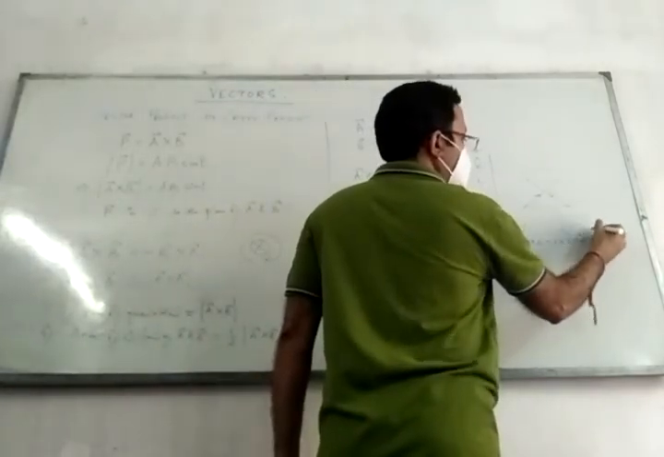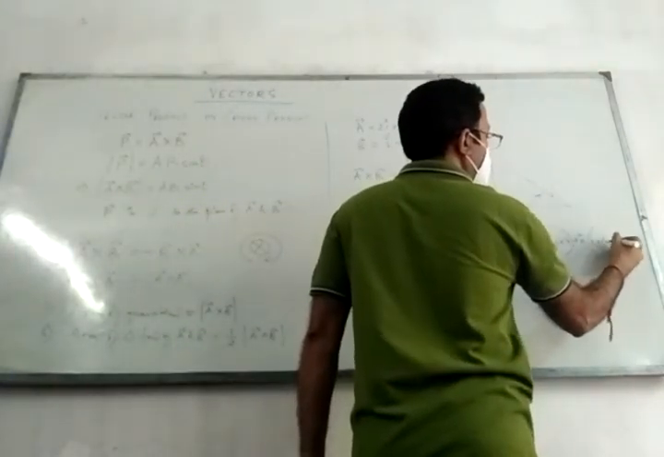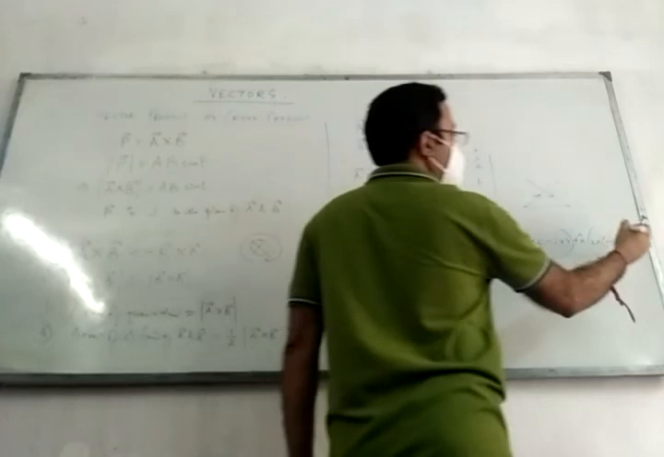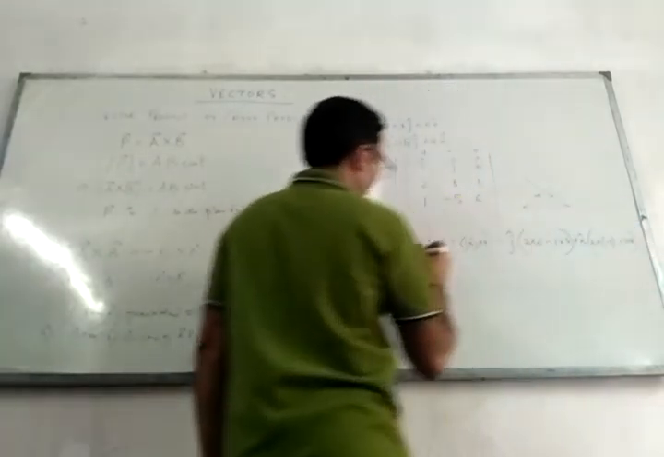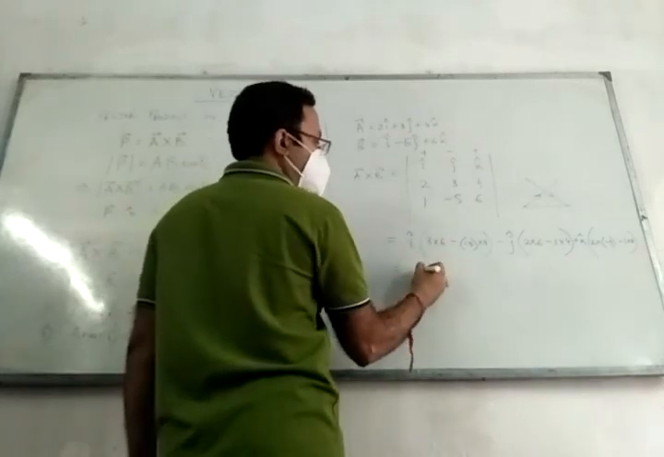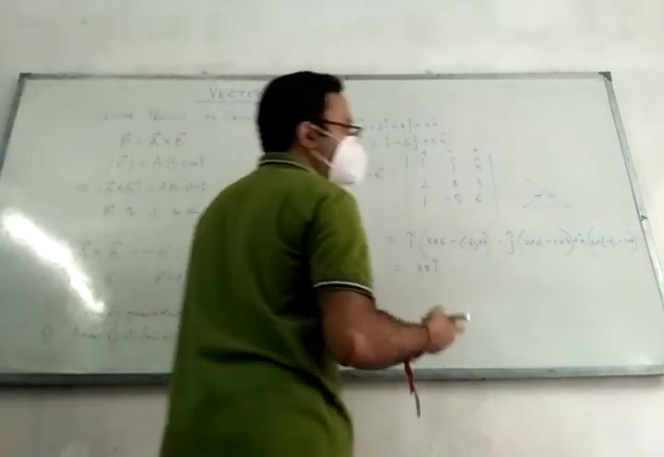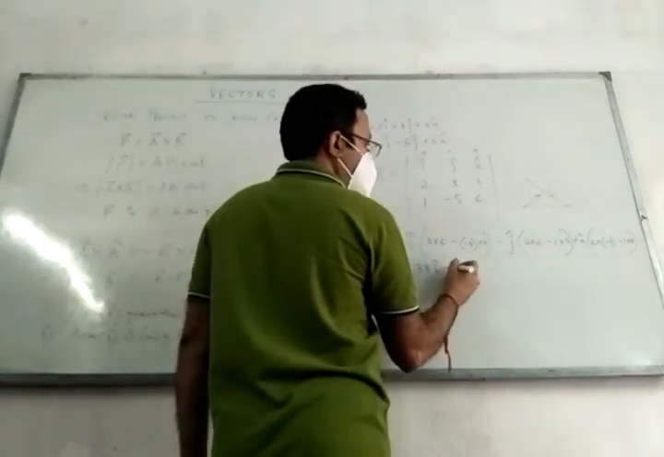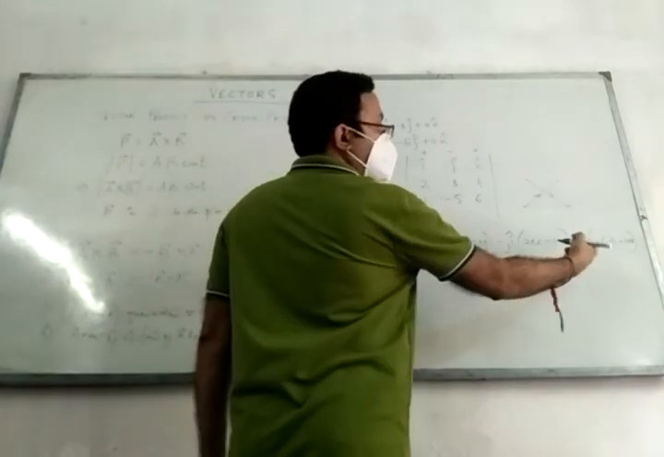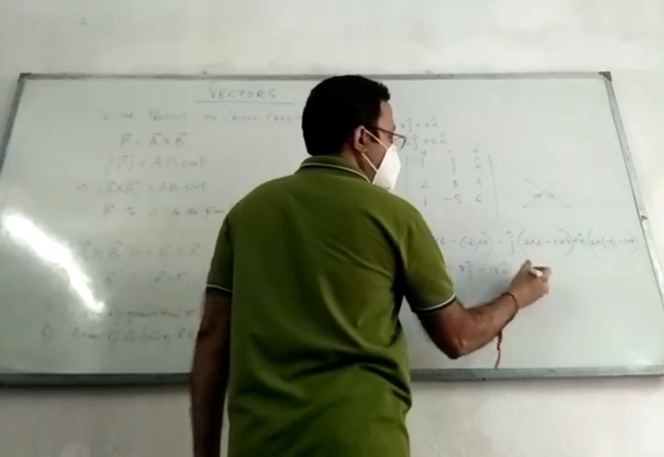For K cap, close its row and column, so 2 into minus 5 minus 1 into 3. So of course this will be 18 plus 20, 38, I cap. Here it will be 12 minus 4, that is minus 8, J cap. And here it will be minus 10 minus 3, K cap. You see the final answer is retaining I cap, J cap, K cap. Alright?